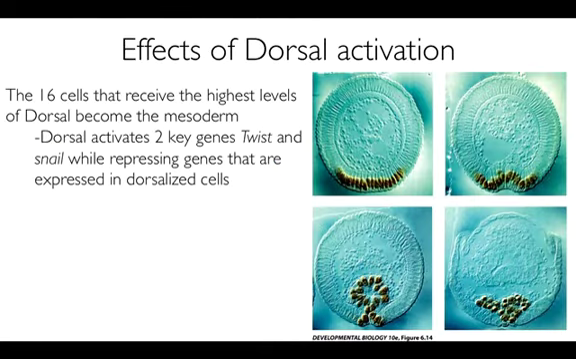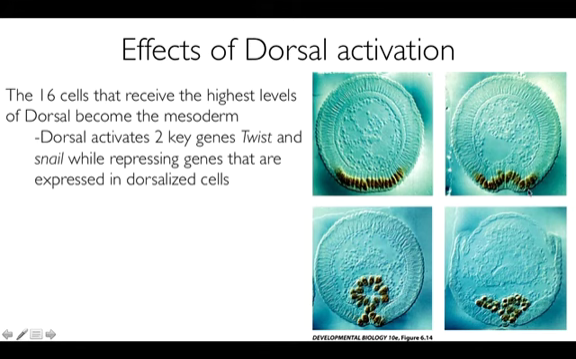So how does it do that? What are the effects of turning on dorsal in these cells? Well, those 16 cells right here at the bottom that receive the highest levels of dorsal become the mesoderm. All of the mesoderm comes from those cells that get that high level of dorsal protein. Dorsal can activate 2 key genes that I expect you to know, twist and snail. Twist is shown here. So dorsal turned on twist in these cells.